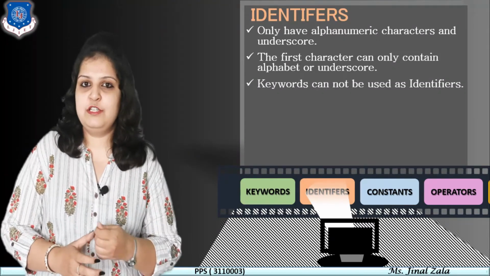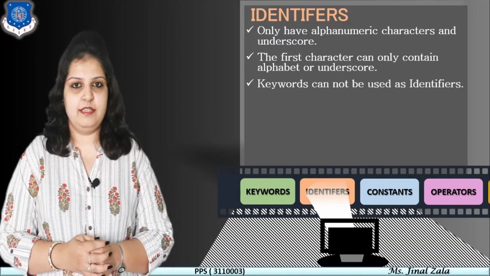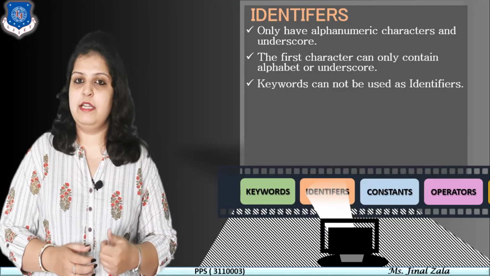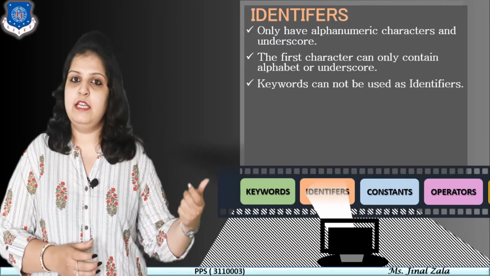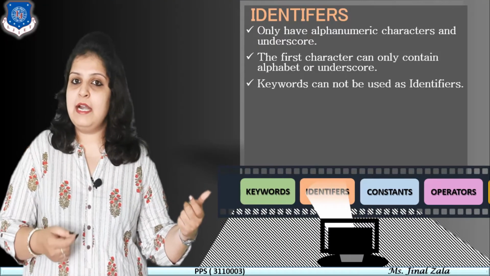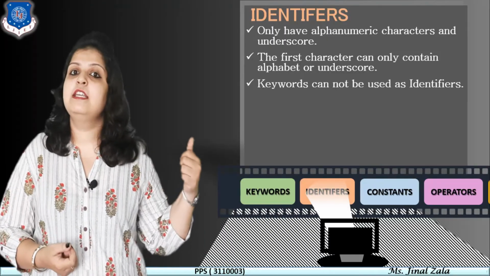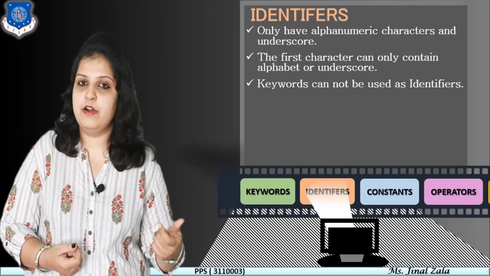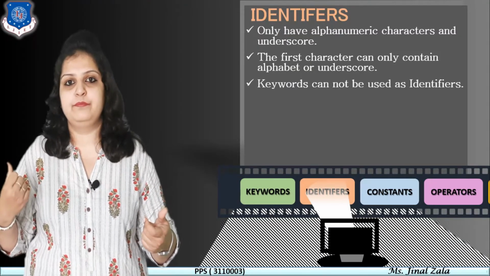What is the next rule? A keyword cannot be used as an identifier's name. Means keywords, as you have already learned, are predefined or reserved words. So int is one keyword, and we can't take our variable name as int because it is a keyword. In the same way void is also one keyword, so we can't take our variable name as void.